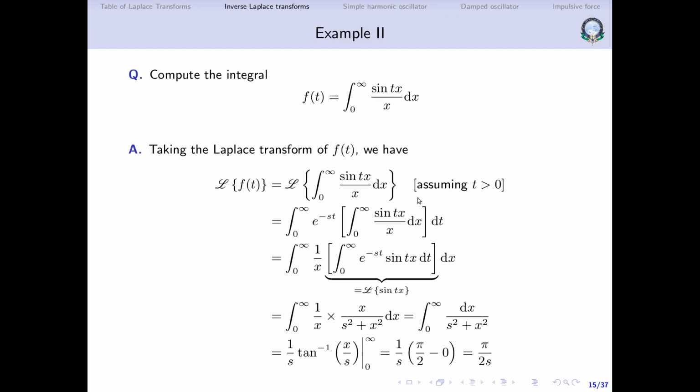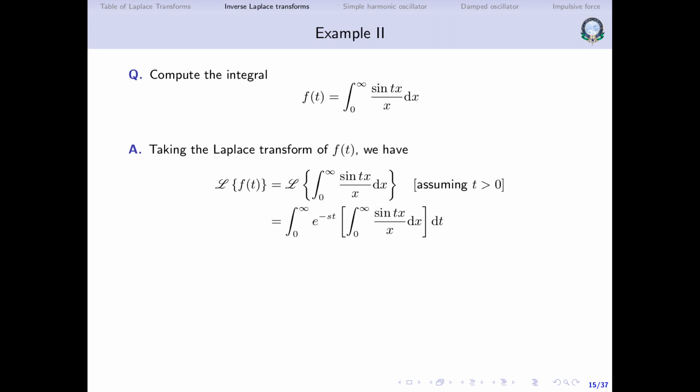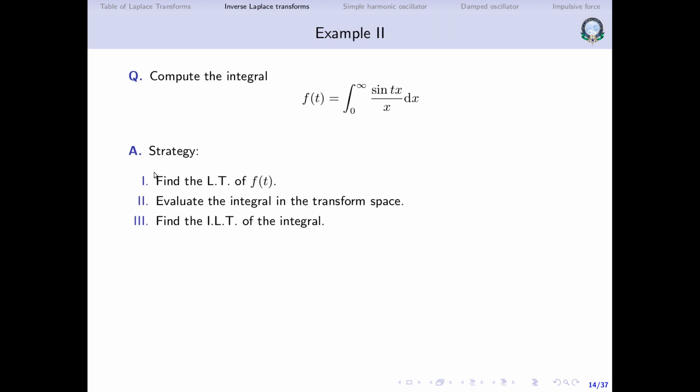But of course we have to remember that this is by assuming that we are taking only positive values of t. Now what will happen in case of negative values? First let's just finish this problem, then we'll have a look at the negative part. So the Laplace transform of f of t is equal to pi by 2s. This is what we got. So we have finished step 1 and step 2 of this strategy.